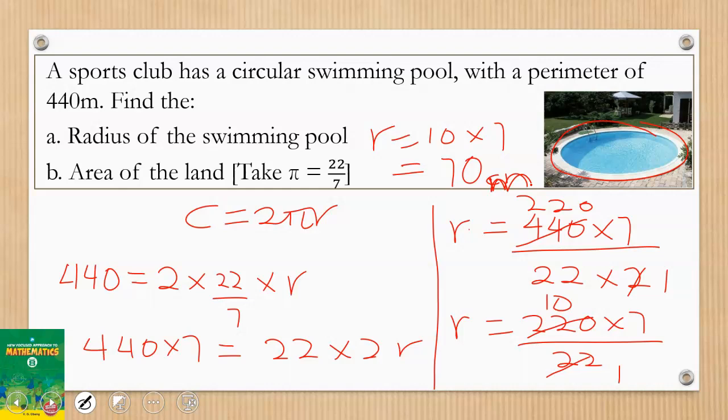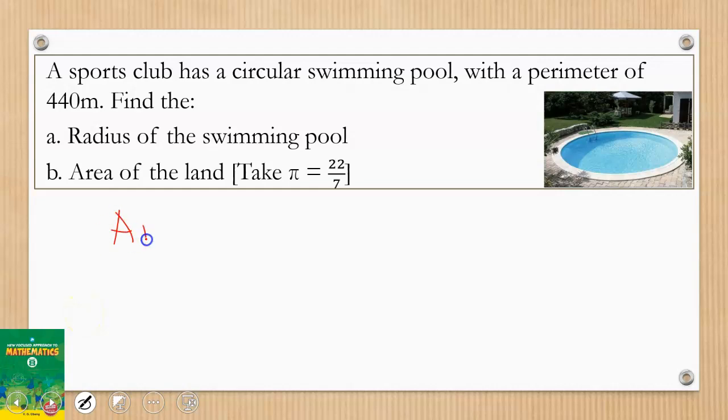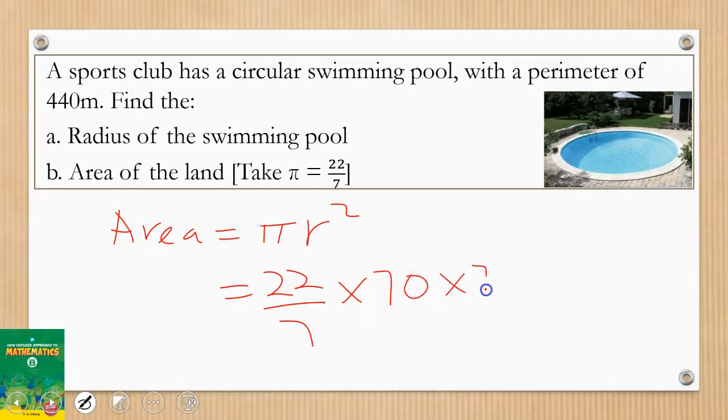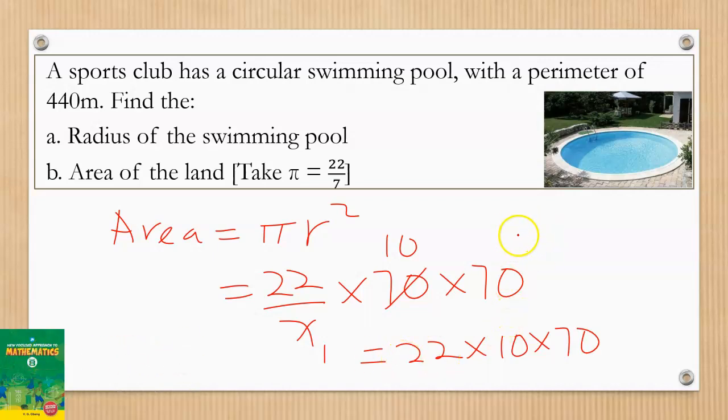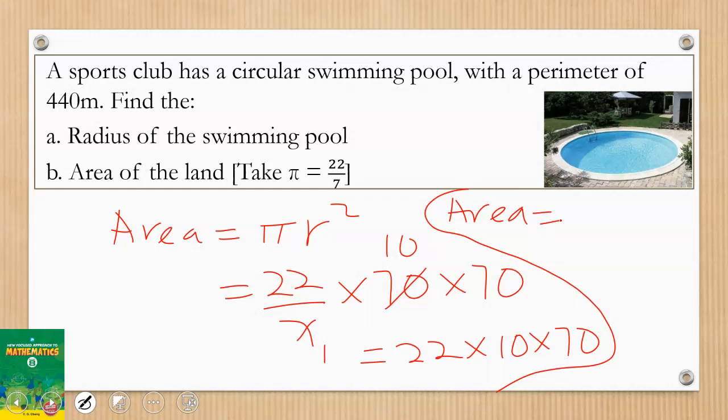Now I want to find the area of this swimming pool. Okay, to find the area, we just have to make use of the radius. So our area, which we know as pi r squared, pi still remains 22 divided by 7. Our radius is now 70 times 70. Now 7 can divide itself once here, 7 can divide here as 10. So we are left with 22 times 10 times 70. If you take your time and do this calculation very well, you will write that the area of the swimming pool, or the land that the swimming pool covers, will be 15,400 meters squared. Okay, so that becomes the answer for the B part of the question.